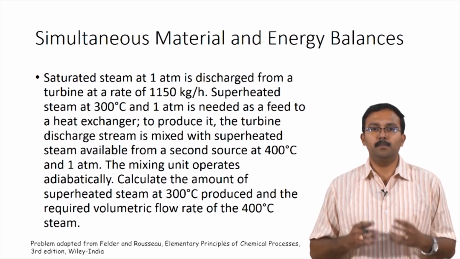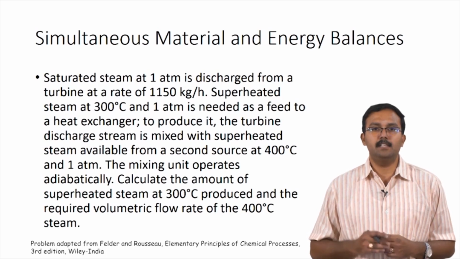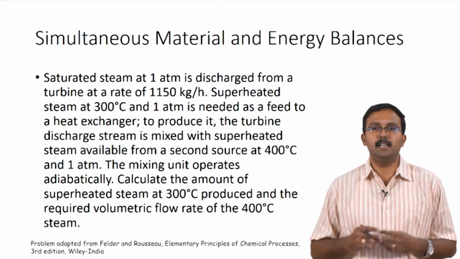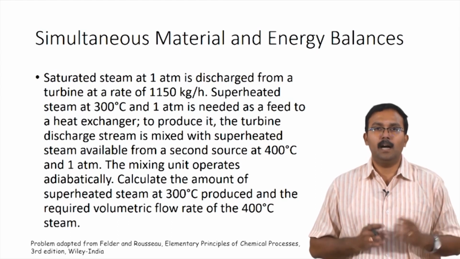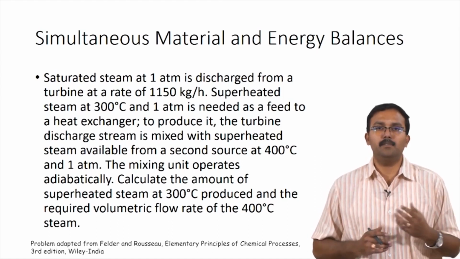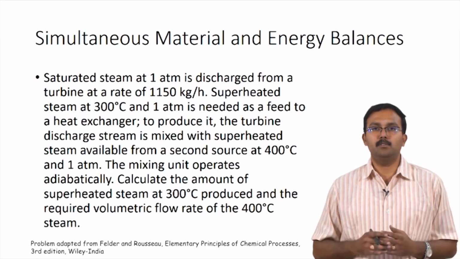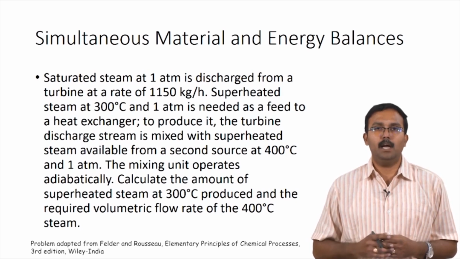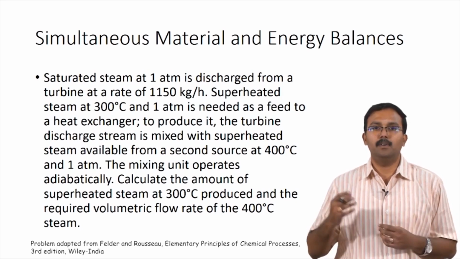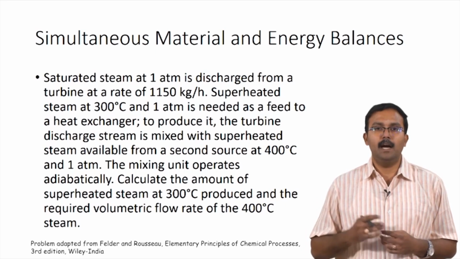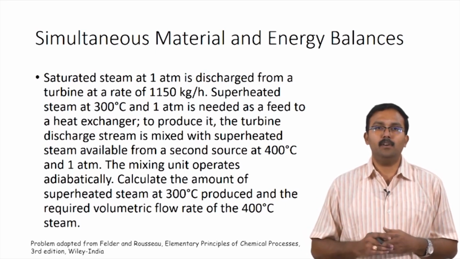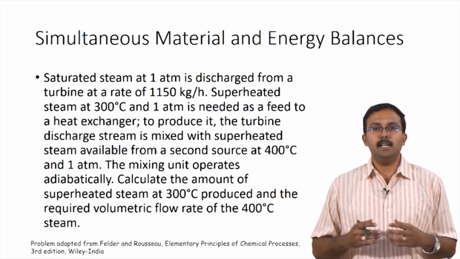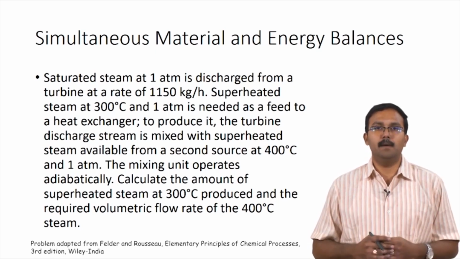Calculate the amount of superheated steam at 300 degrees Celsius produced and the required volumetric flow rate of the 400 degrees Celsius steam. So, here unlike the previous problems which we looked at for energy balances, we have not been asked to calculate change in enthalpy or heat. However, we have been asked to calculate the mass of superheated steam produced and the volumetric flow rate of superheated steam which is required to be fed. So, these are usually terms which we calculate from material balances.